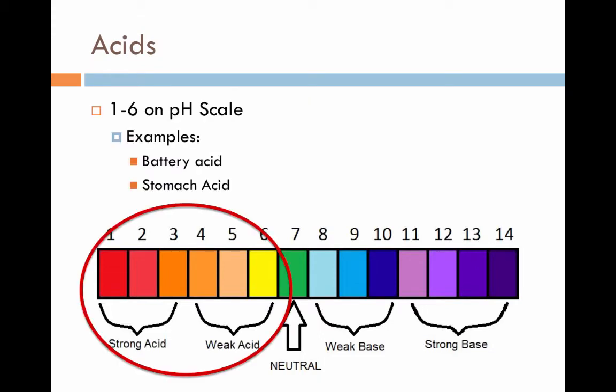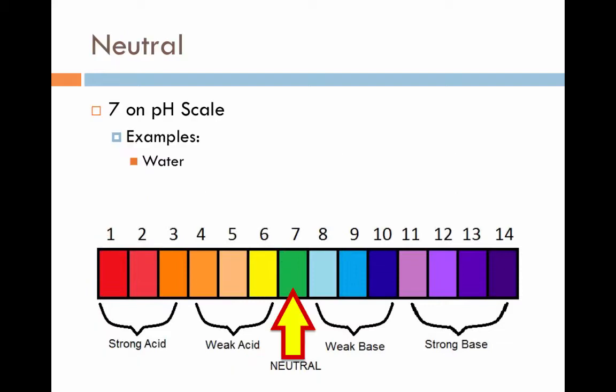Examples of acids would be battery acid and stomach acid are really strong acids. Lemon juice and soda are kind of middle of the road acids, and vinegar and acid rain are weak acids. Neutral would be water. That's the best example of neutral. But also our blood is pretty much neutral as well.